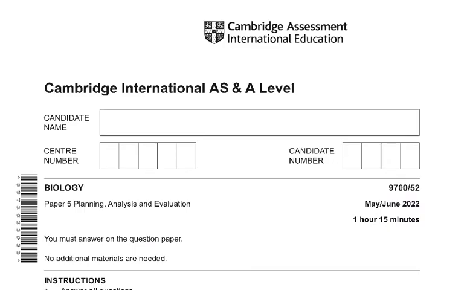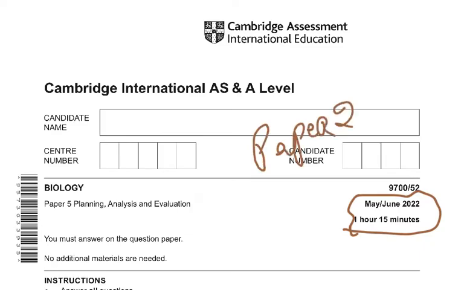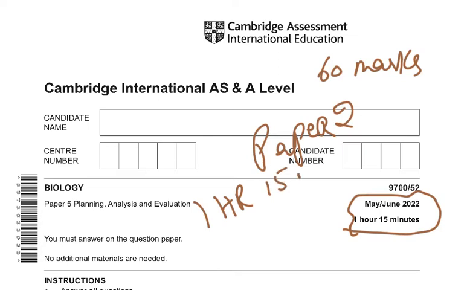As I've been talking about in the previous videos as well, this is a paper which needs a lot of thinking and planning. It is for 1 hour and 15 minutes, on the same day as paper 2. Paper 2 is for 60 marks. This is only for 30 marks, but the time is the same. Paper 2 is also for 1 hour and 15 minutes.